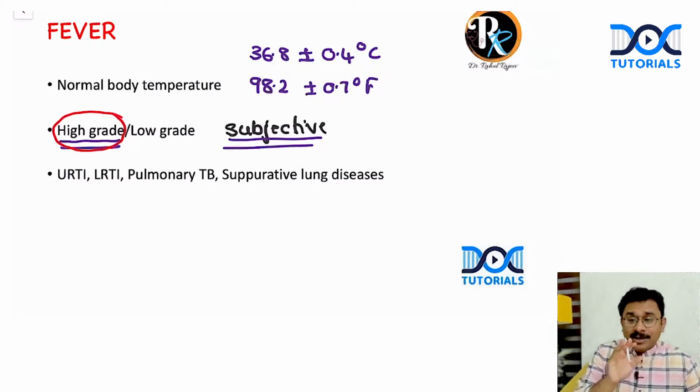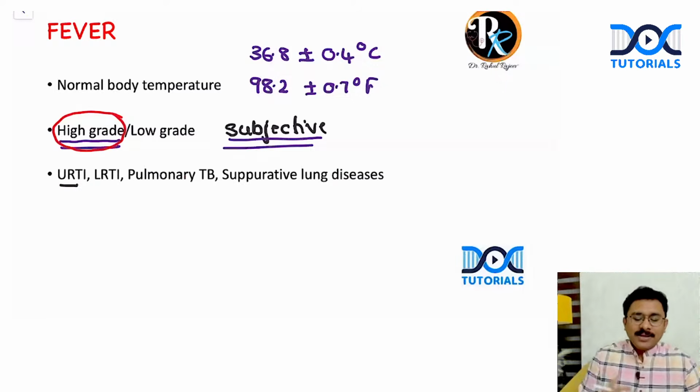Now what are the causes of fever? In case of the respiratory system, it could be due to certain upper respiratory tract diseases, lower respiratory tract infections, pulmonary tuberculosis, as well as suppurative lung diseases, which are some of the etiologies that can present with fever. But even other etiologies like maybe a bronchogenic carcinoma can present with fever.